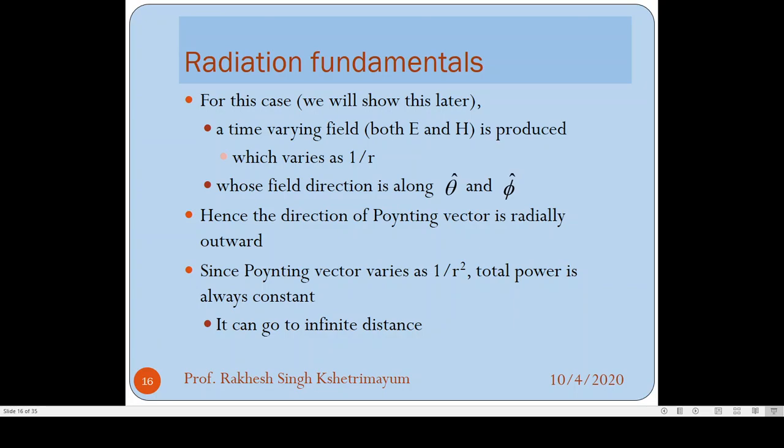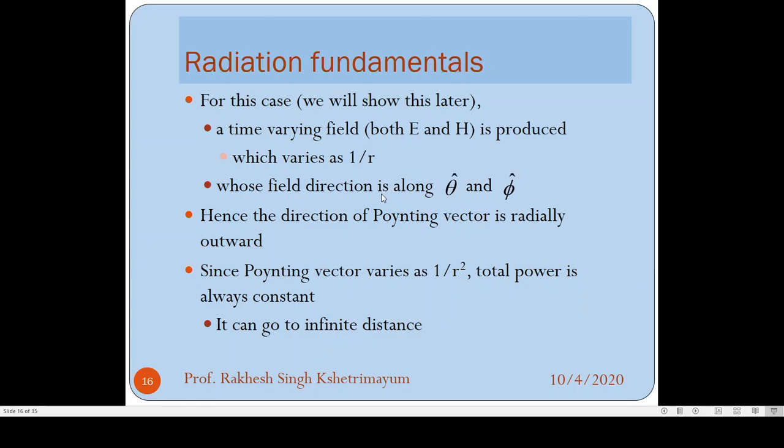When you multiply the Poynting vector and the area of the sphere, you get the total radiated power from that source at that particular distance r, and in that case it will always be constant. So when you supply a conductor with time varying current, it should be able to give us a field which is varying as 1 by r, both electric field and magnetic field.